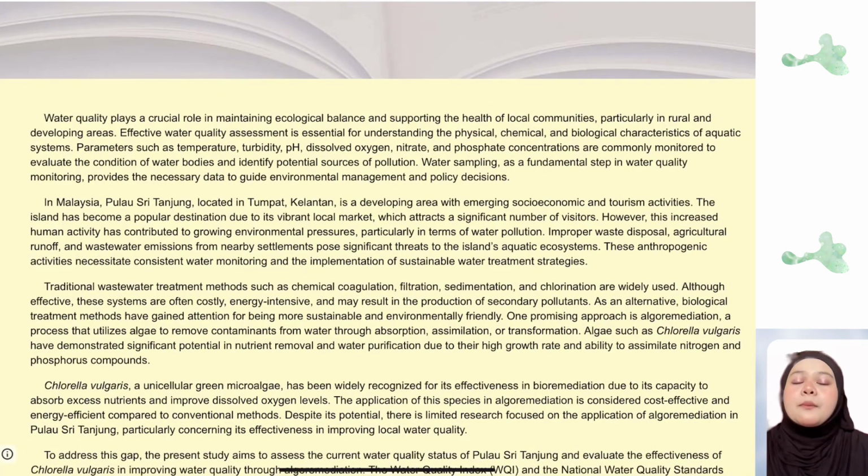In Malaysia, Pulau Tanjung, located in Tumpat, Kelantan, is a developing area with emerging socio-economic and tourism activities. The island has become a popular destination due to its vibrant local market, which attracts a significant number of visitors. However, this increased human activity has contributed to growing environmental pressures, particularly in terms of water pollution. Improper waste disposal, agricultural runoff, and wastewater emissions from nearby settlements pose significant threats to the island's aquatic ecosystem.